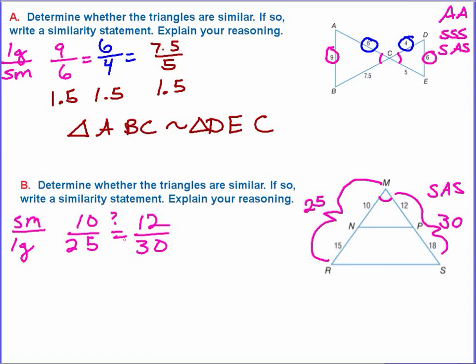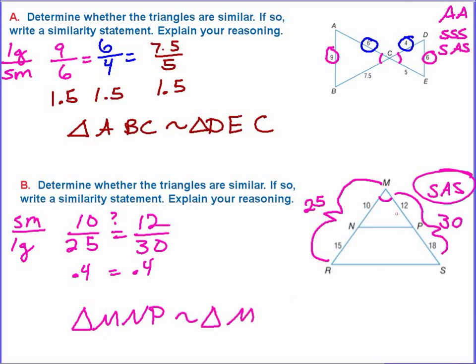And so you can either cross multiply, but I'm just going to go ahead and divide. And I'm going to get 0.4 is equal to 0.4. And so they are equal, so that means that they are proportional, so they are similar. So I can write my similarity statement. And the reason is by side, angle, side. So MNP is similar to triangle, and of course the M's match up, but it's MR and then S.